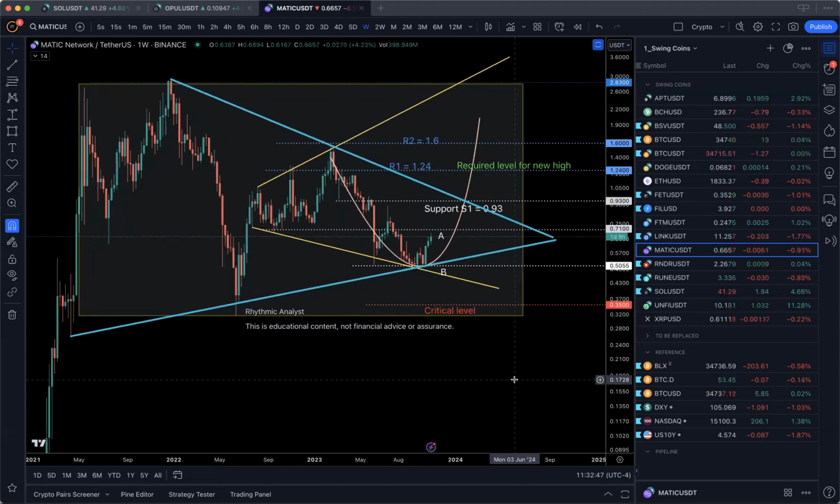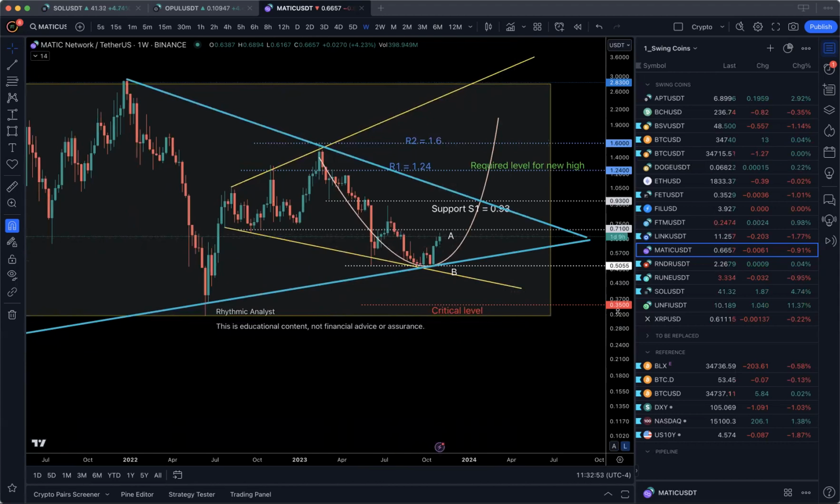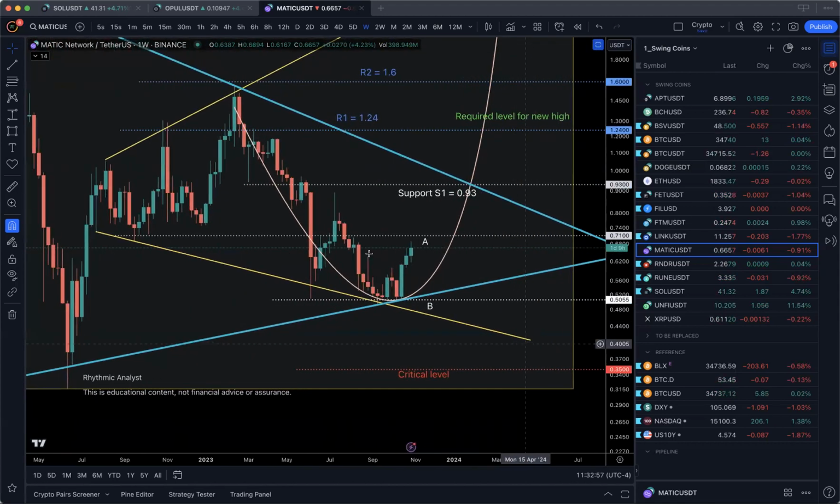I hope you like this from an understanding point of view. This is what is happening. See, I can go even to the great grandchild level as well. Don't get confused, but there is a potential inverse head and shoulder.